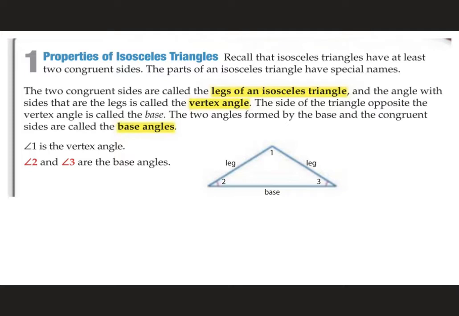Those two congruent sides would be considered the legs of an isosceles triangle. And the angle with sides that are the legs is called the vertex angle. So that angle that connects the two legs is called the vertex angle. Then the other two angles are known as base angles. And that third side that is different and is not congruent to the two legs of the isosceles is known as the base.